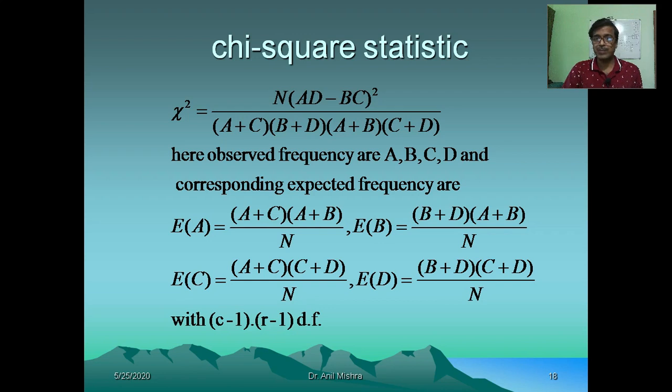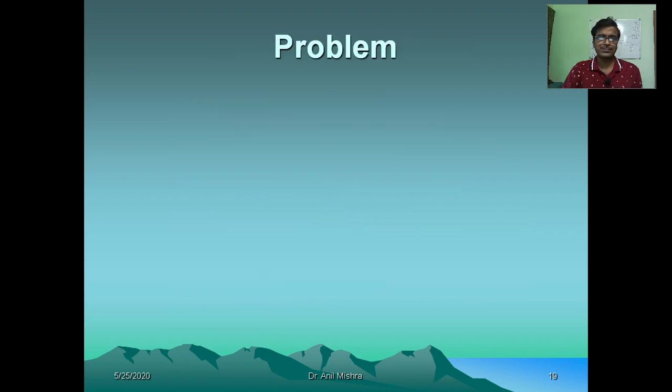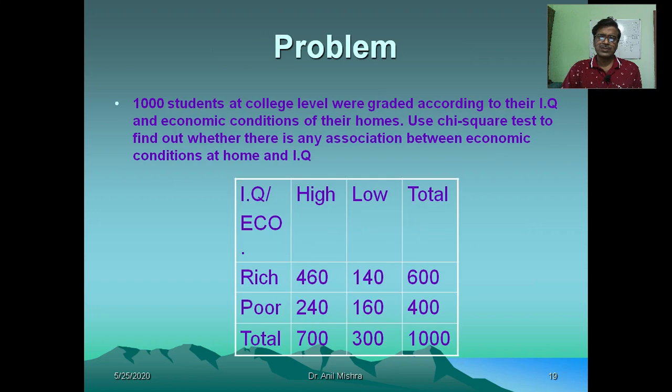Let's start with one numerical example to explain the whole thing. Suppose there are 1000 students in a college. We are going to test their IQ level and economic condition. Is there any relationship or association between the IQ level and the economic background of the home? We take 1000 students with high IQ level or low IQ level, who may be economically rich or economically poor.